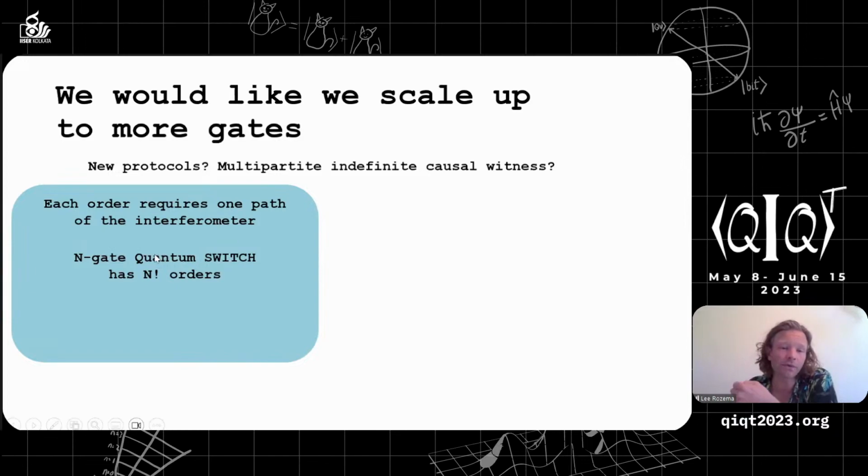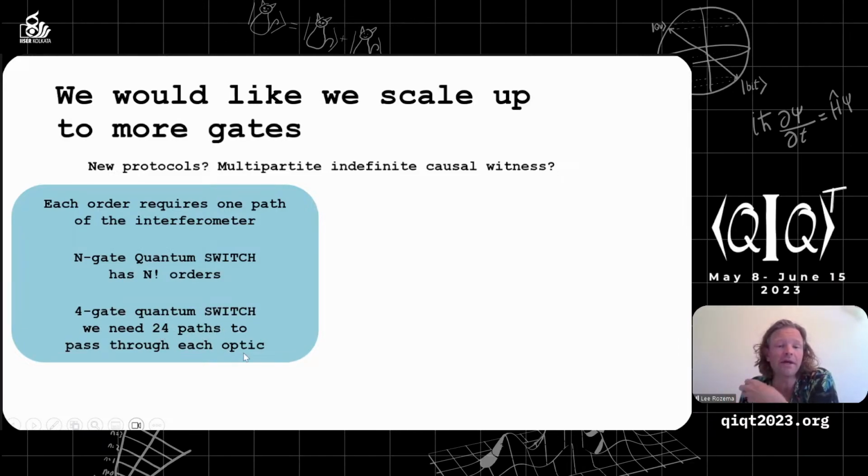However, many of the applications require the straightforward generalization of the quantum switch, which is the N switch, or the N gate switch. And this has N factorial orders. So for example, if we have 3 gates, we need to make a much larger interferometer with 6 paths, and then re-interfere all of those paths and perform measurements on that path degree of freedom. So it becomes an experimental challenge. For the 4-gate switch, it turns out we need 24 paths. And if you think about implementing this experimentally, in addition to building the interferometer, just fitting 24 paths through a single half wave plate already starts to become quite challenging.